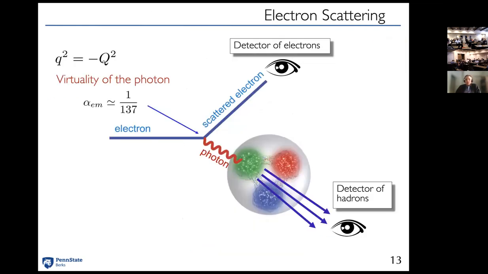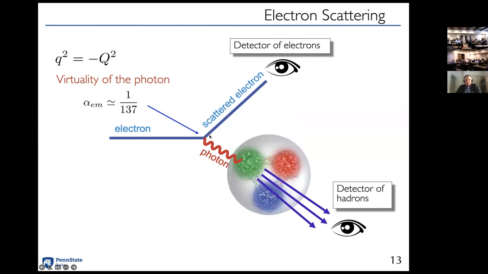Now, in order to study the structure of the nucleon, in this particular lecture, let me concentrate on electron scattering, which is very important for many experimental facilities. In particular, it's important for Jefferson Lab and the future Electron-Ion Collider. So what we do is that we scatter electron beams off a target or target beam that contains nucleons.